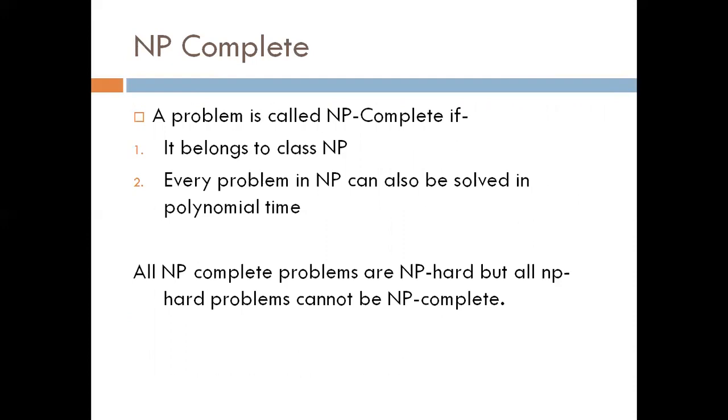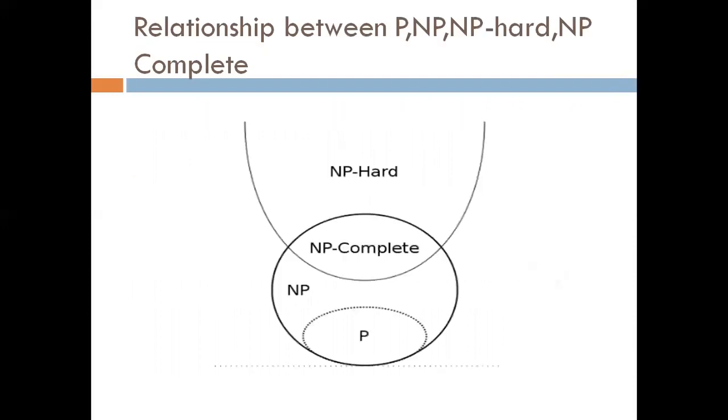A problem is called NP complete if, first, it belongs to class NP, that is the non-deterministic polynomial time class, and second, every problem in NP can be reduced to it in polynomial time. All NP complete problems are NP hard, but not all NP hard problems are NP complete. Now this is the relationship between P, NP, NP hard and NP complete problems.